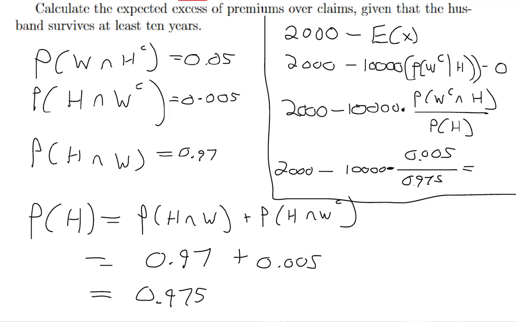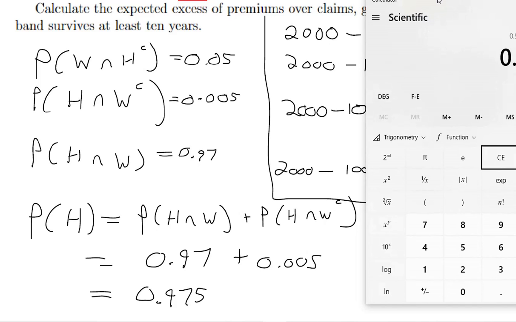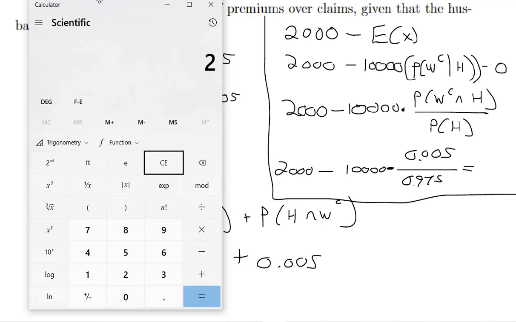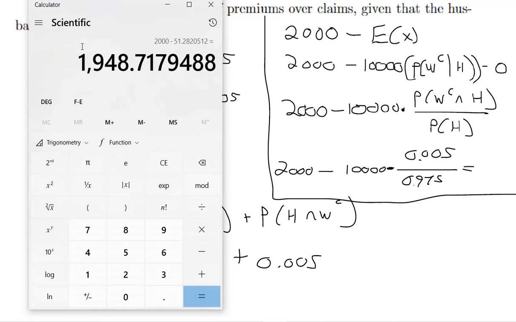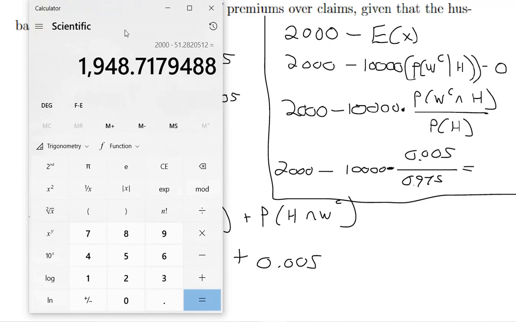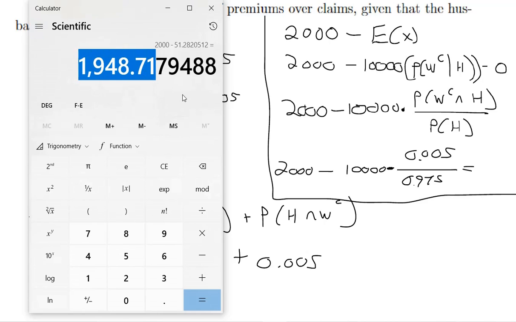If you plug this through your calculator, that'll get you to the final answer. Let's do the fraction first: 0.005 divided by 0.975. Multiply that by the $10,000 death benefit, and then subtract that from the premiums. So the expected excess premiums over claims is $1,948.72 when we round.